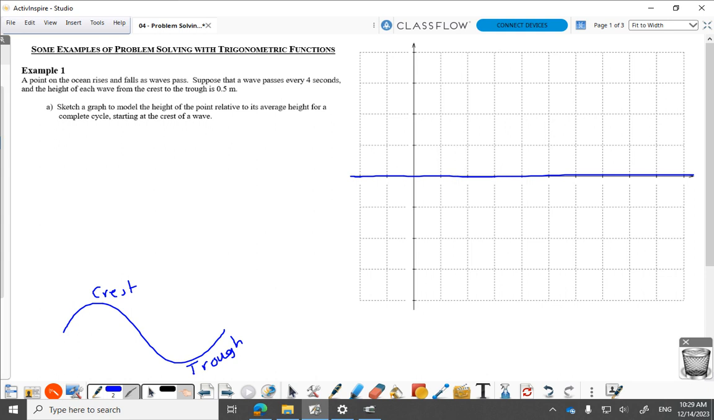So now the first tough question of the day. How high above the average does the duck get if the distance from crest to trough is 0.5 meters?